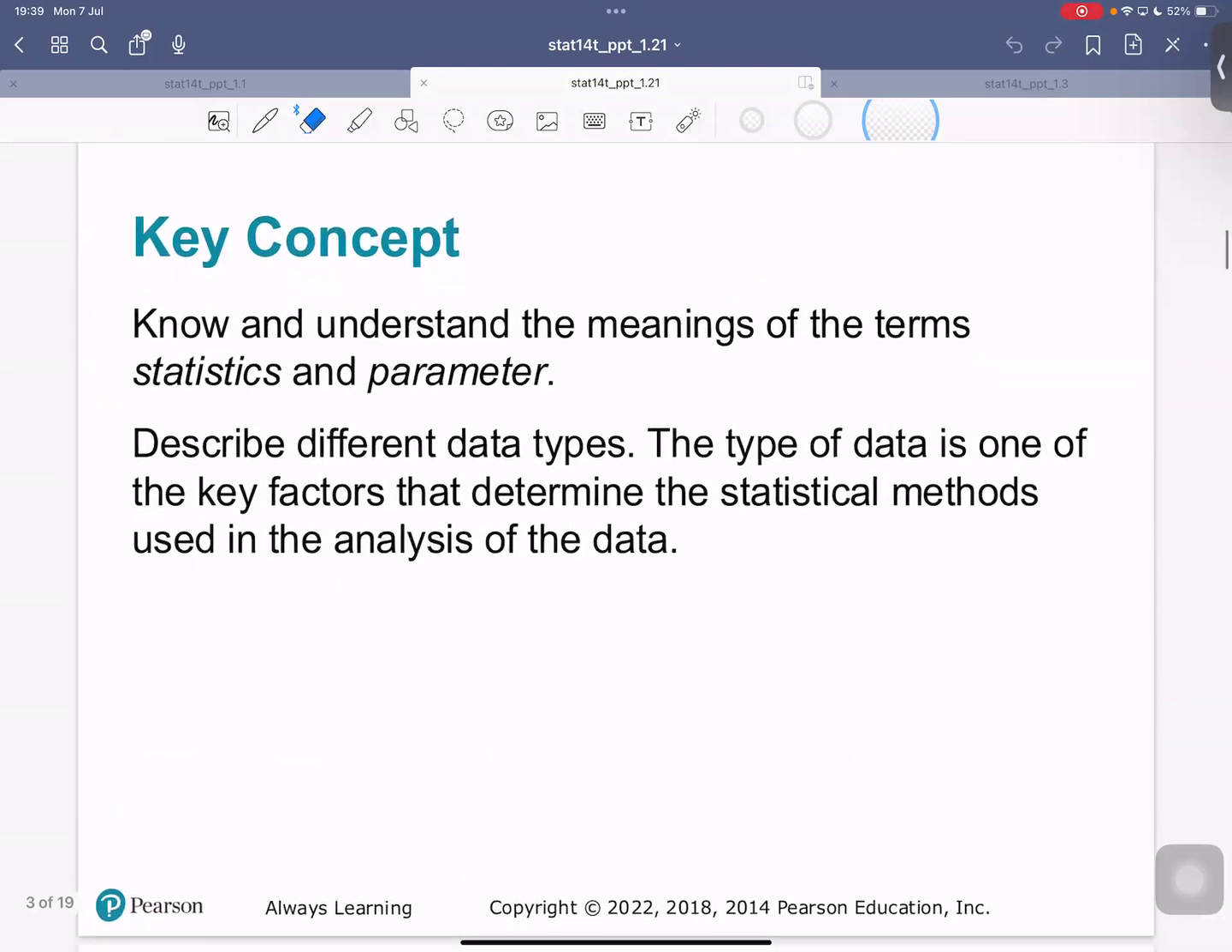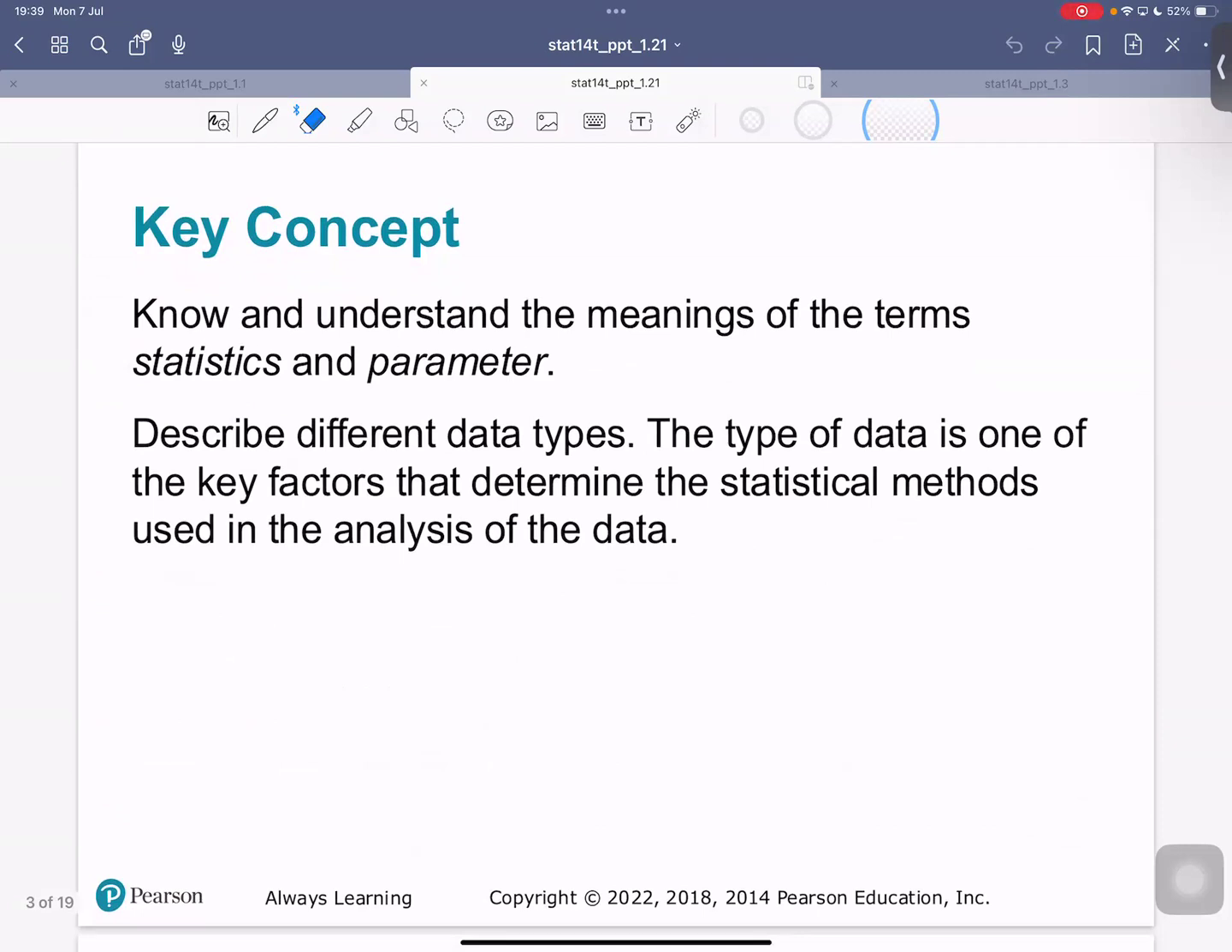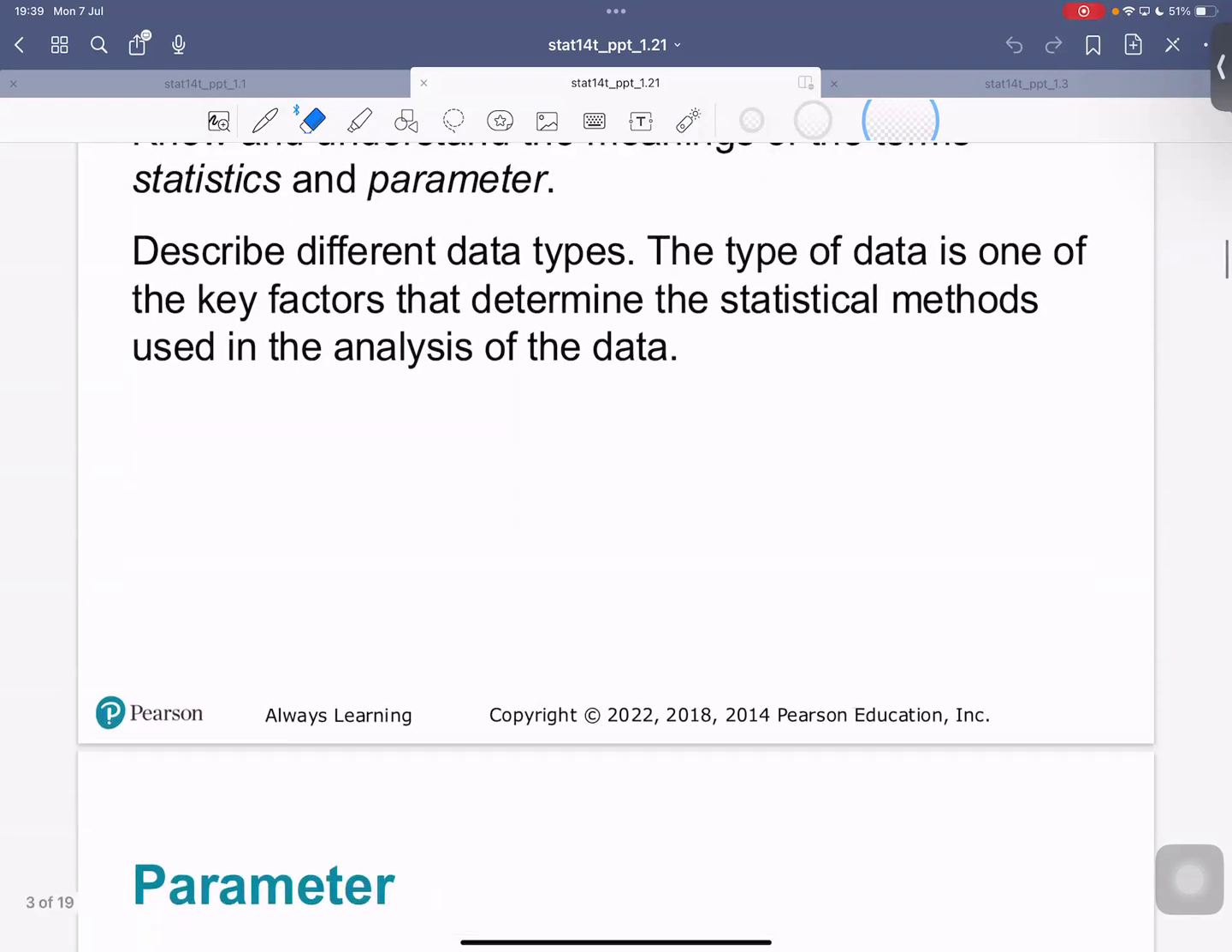Key concept. Know and understand the meanings of the terms statistic and parameter. Describe different data types. The type of data is one of the key factors that determine the statistical methods used in the analysis of the data.